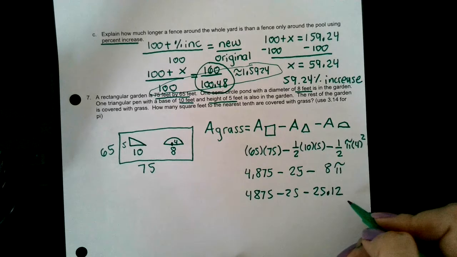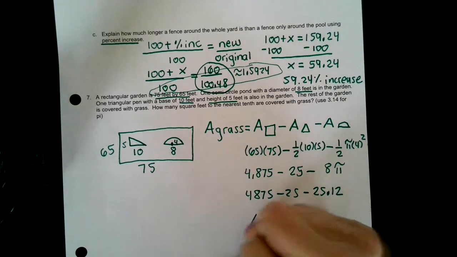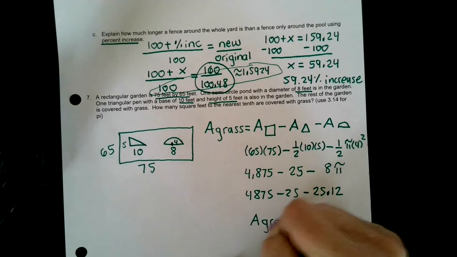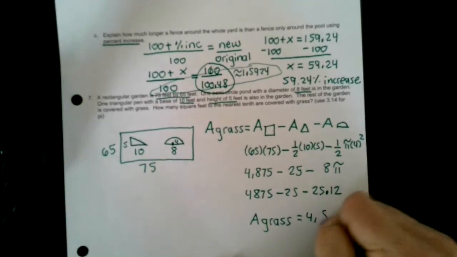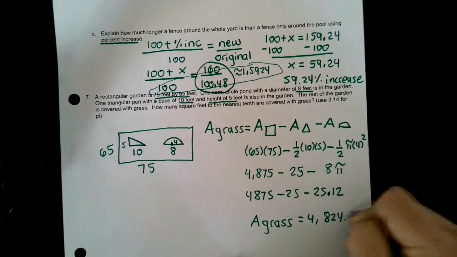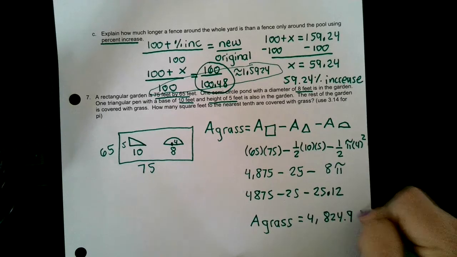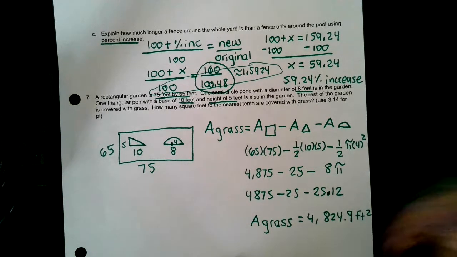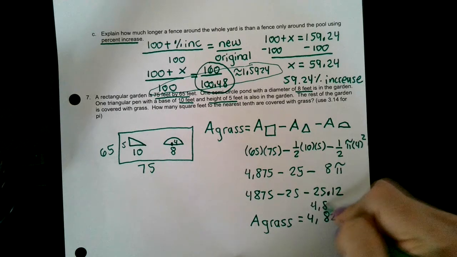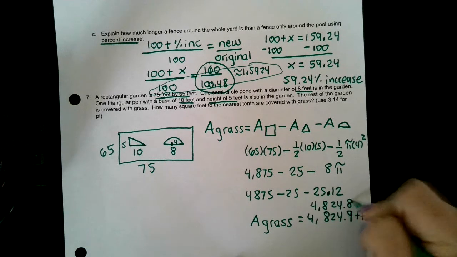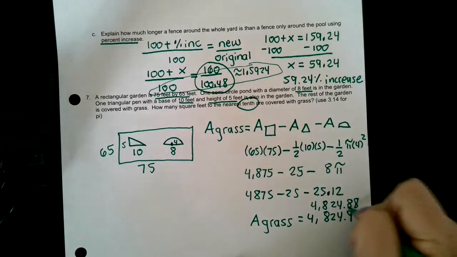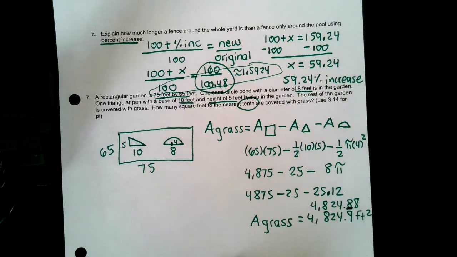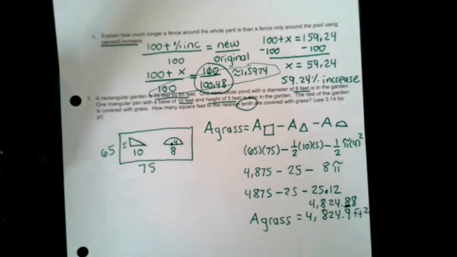So subtracting all these from left to right, our final answer for the area of the grass is 4,824.9 square feet if you're rounding. I got 4,824.88, but it says up here that we need to round to the nearest tenth. So if you look at the 8, it's in the hundredths place value. I'm going to round that up to 9 for my final answer.